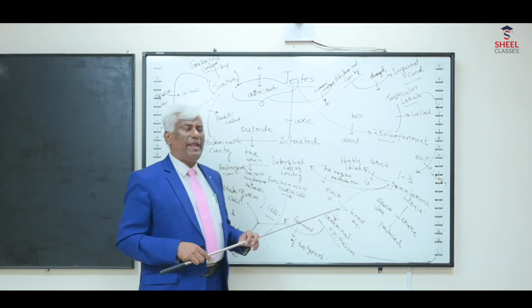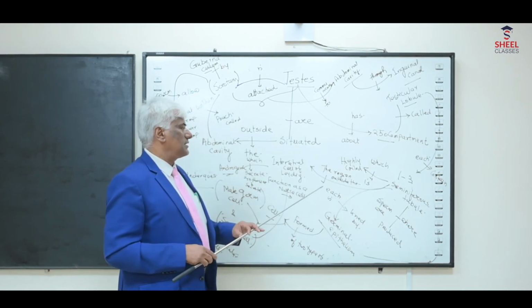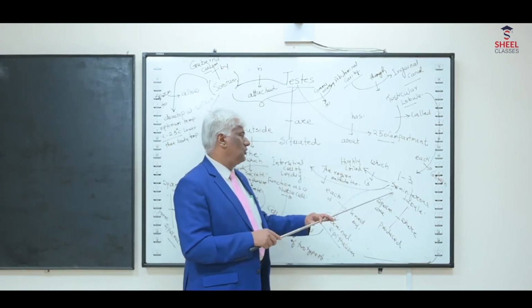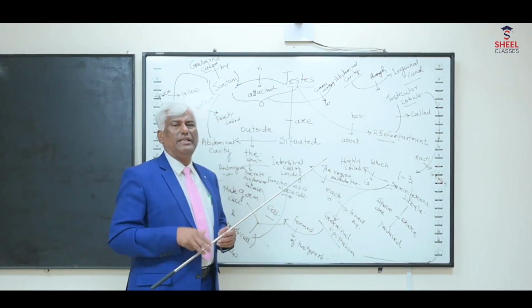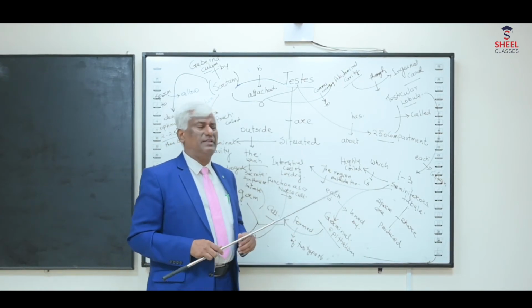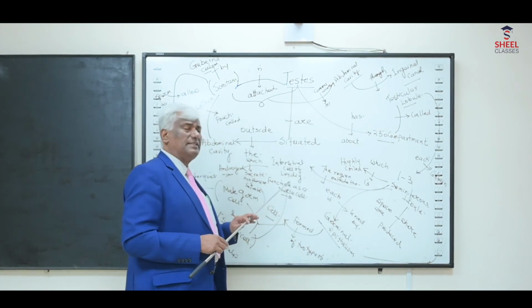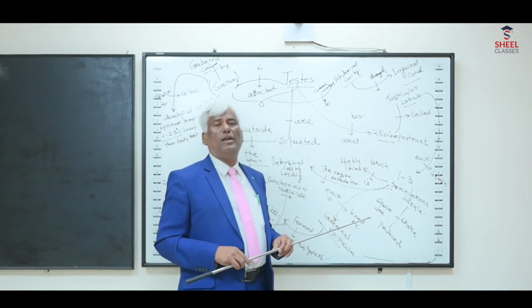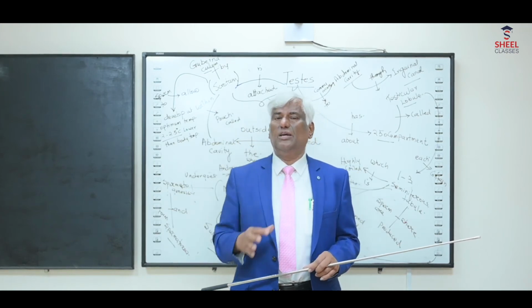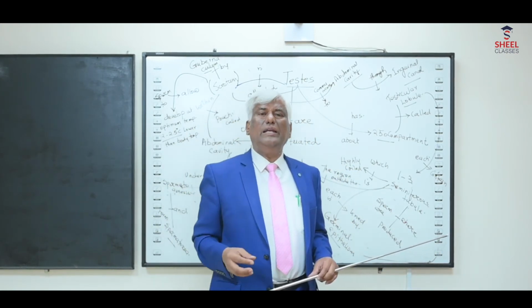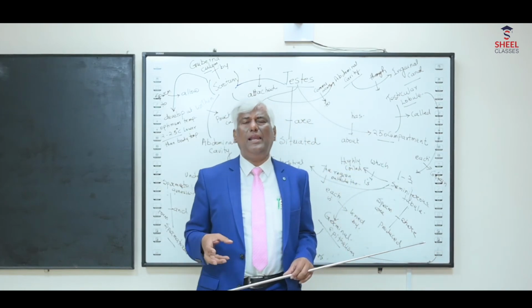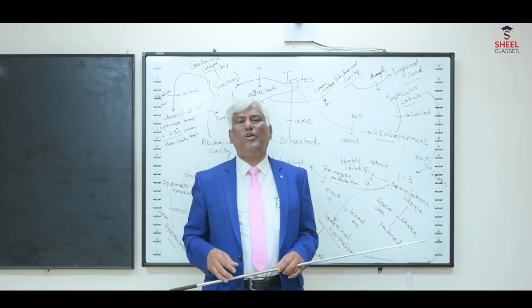Now I am coming to the next point. When you talk about the region outside the seminiferous tubules, there is another cell, and the name of the cell is the interstitial cell of Leydig. Leydig was a scientist who discovered this cell, and it is known as the interstitial cell of Leydig.